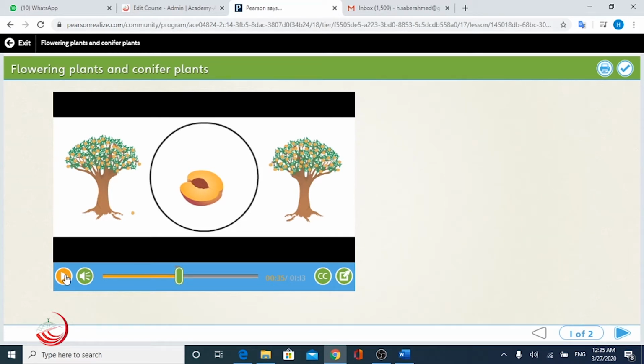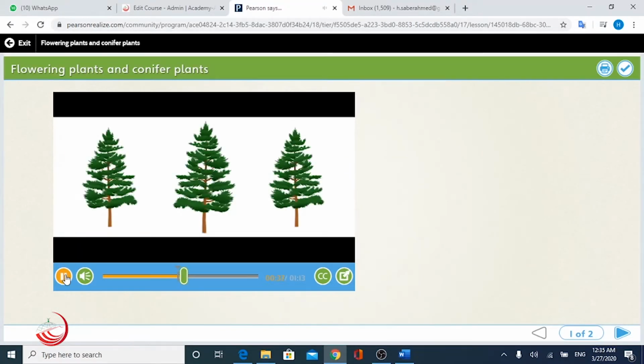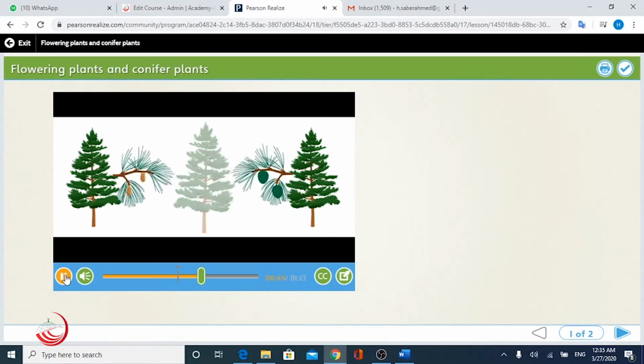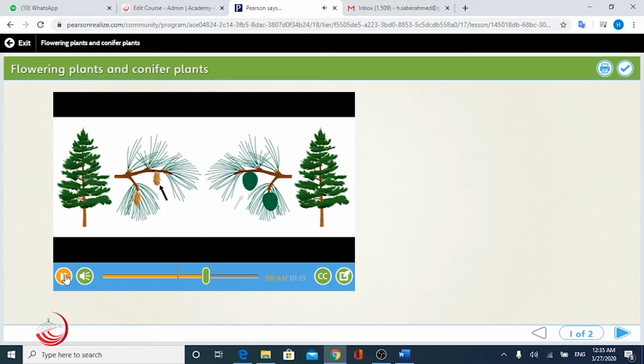How conifer plants make seeds. Conifer plants, such as pine trees, grow cones instead of flowers to make seeds. Conifers make two types of cones, a pollen cone and a seed cone. Wind blows pollen from the small pollen cones on one tree to the larger seed cones on another tree.